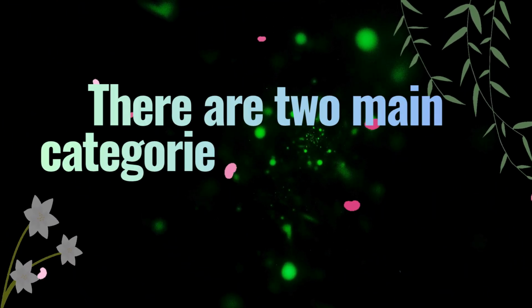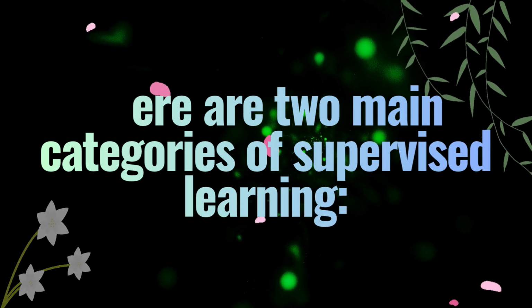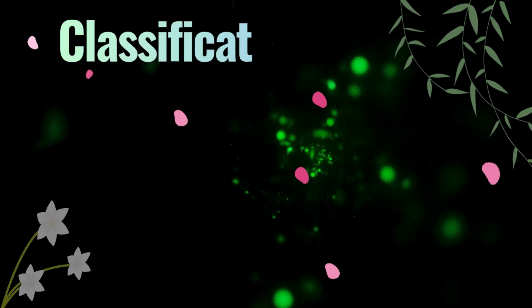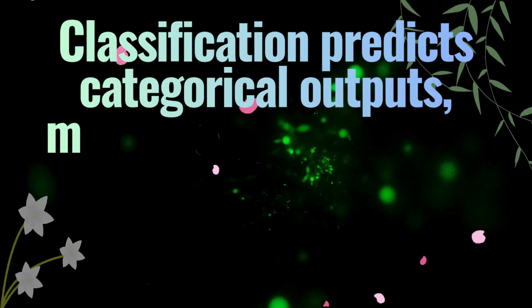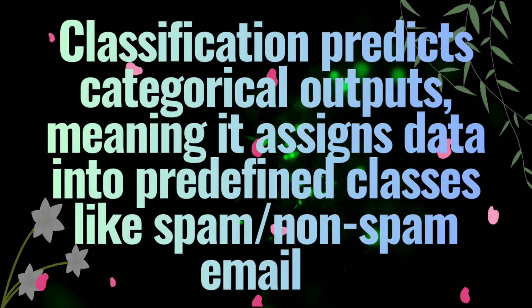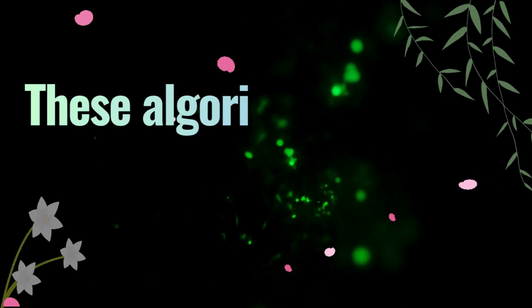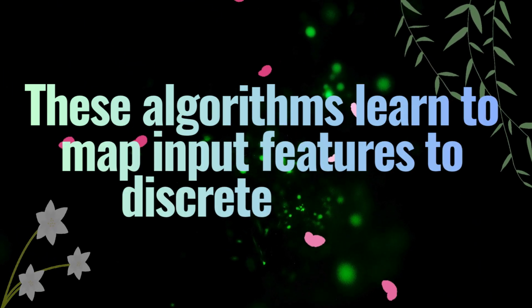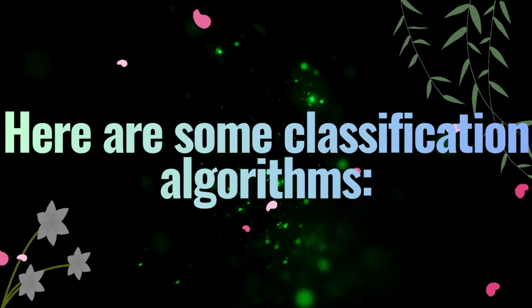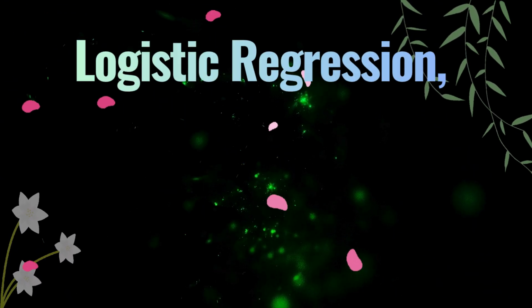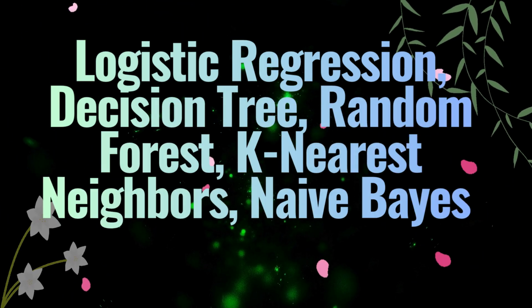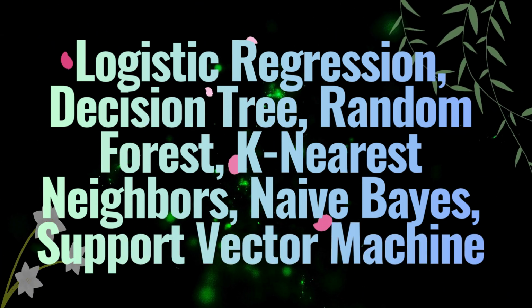There are two main categories of supervised learning. 1. Classification. Classification predicts categorical outputs, meaning it assigns data into predefined classes like spam or non-spam emails. These algorithms learn to map input features to discrete labels. Here are some classification algorithms. Logistic regression, decision tree, random forest, k-nearest neighbors, naive Bayes, and support vector machine.